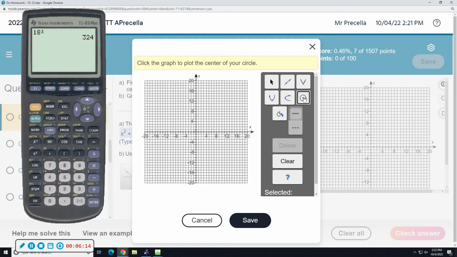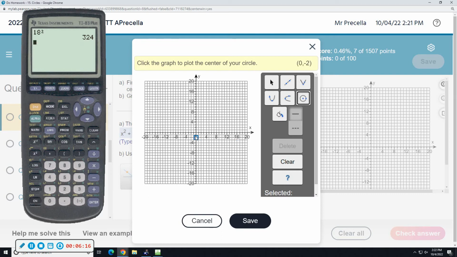It says plot the center of the circle. Well, that was 0, 0. Yep. Notice in the upper right-hand corner of the yellow rectangle, it says 0, 0. And then I'll click it. Now plot another point on the circle. Well, that means move over 18 units. You can move over 18 units left, right, up, or down, but notice it's showing the circle.